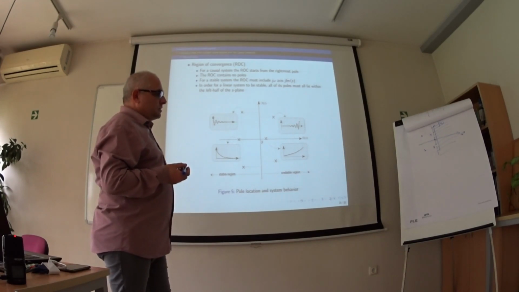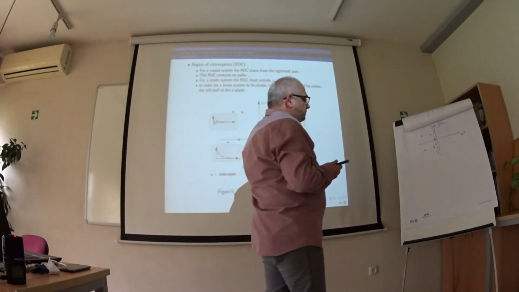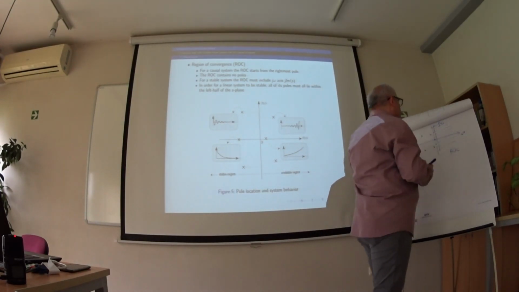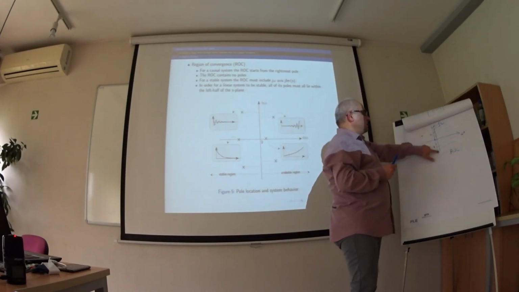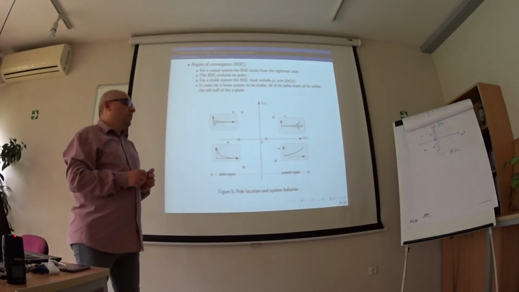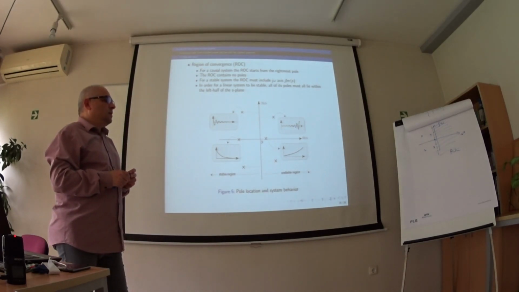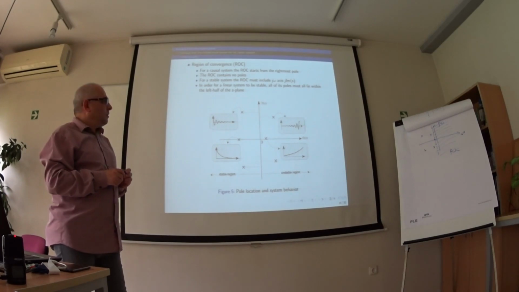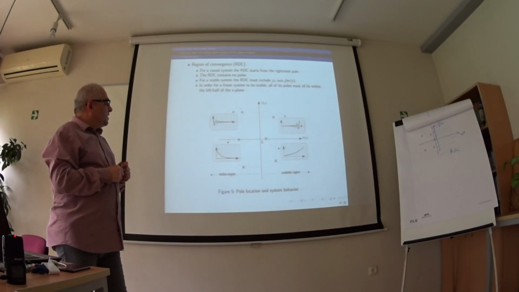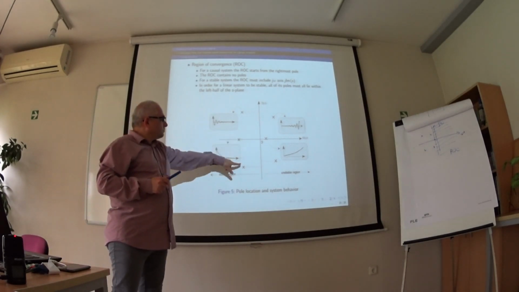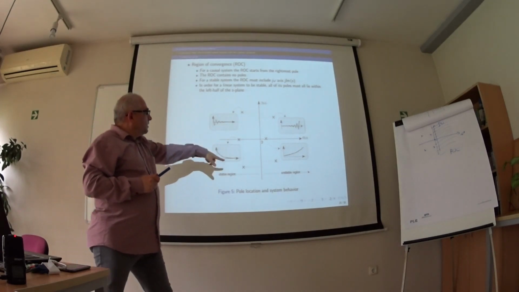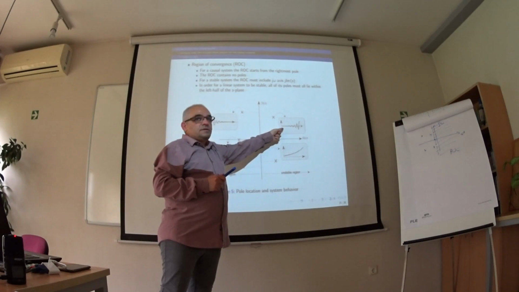For a stable system, the ROC must include the j omega axis. So our poles have to be on the left side. When we have poles on the left side, we have a stable system. Here on the right side, we have unstable.